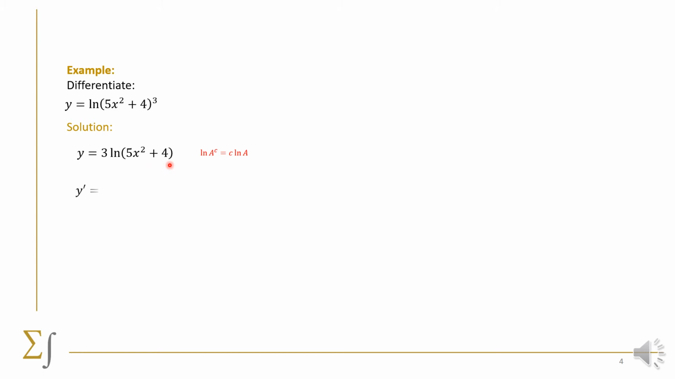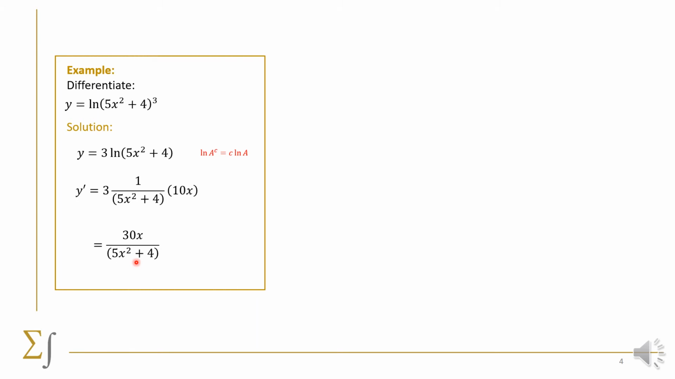So y prime is equal to 1 over inside times the derivative of inside, which is 10x, or this is equal to 30x over 5x squared plus 4. Next, we move to another example.